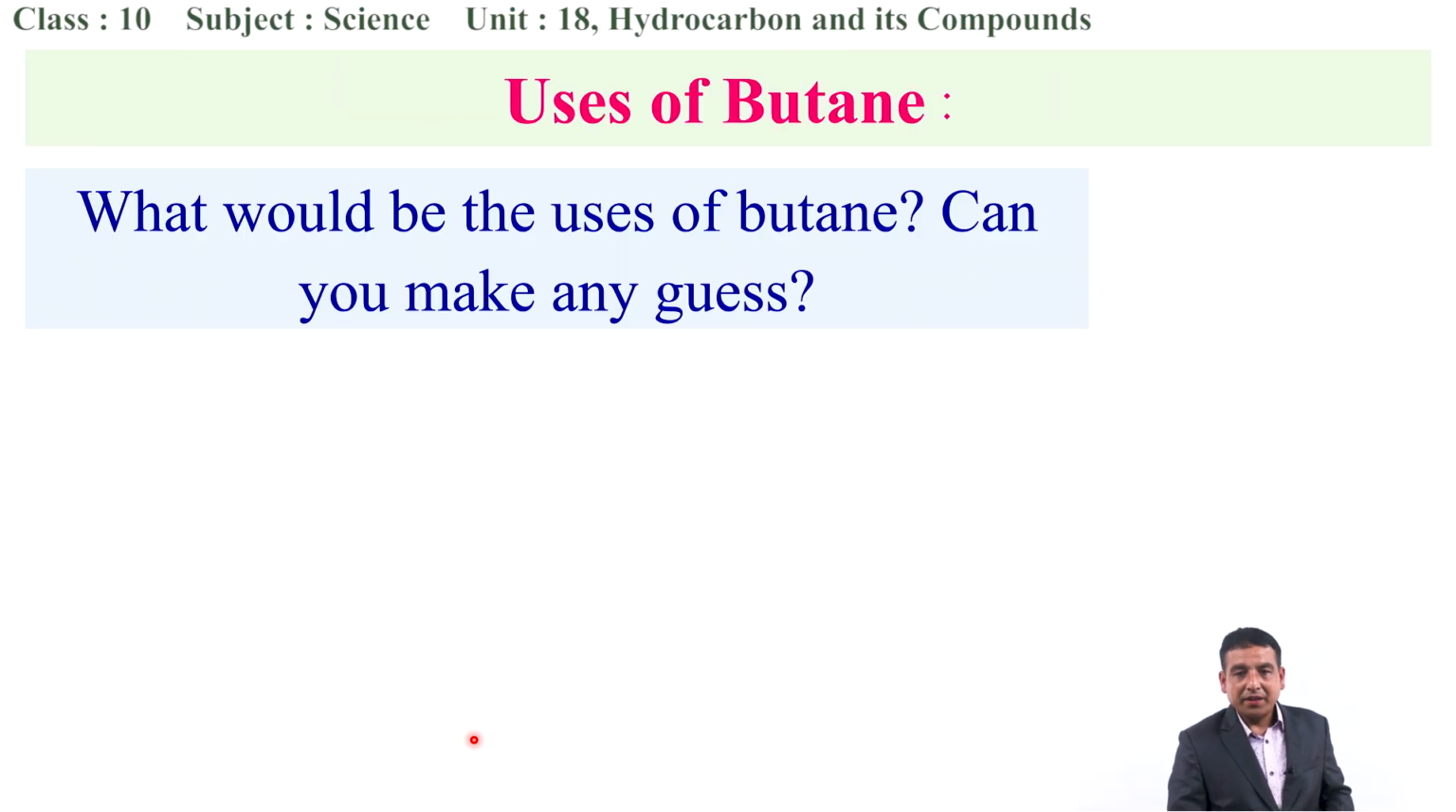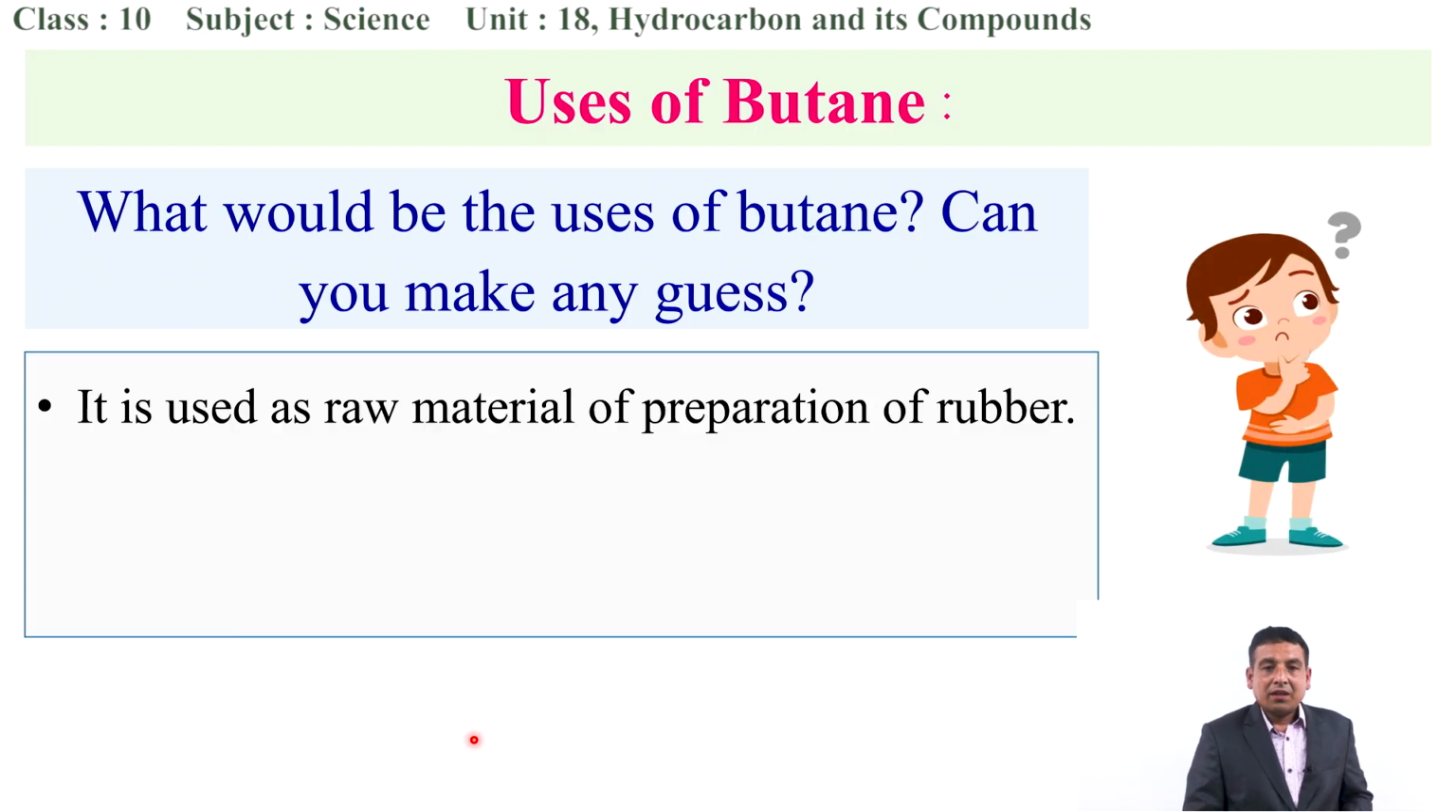Next, like the other hydrocarbons methane, ethane as well as propane, it can also be used for different purposes in different areas. So what are they? We can see here. It is used in the preparation of rubber. While making synthetic rubbers, it is a raw material.